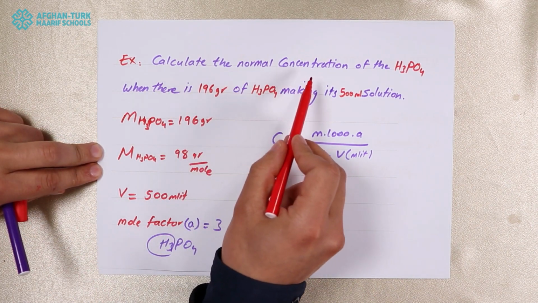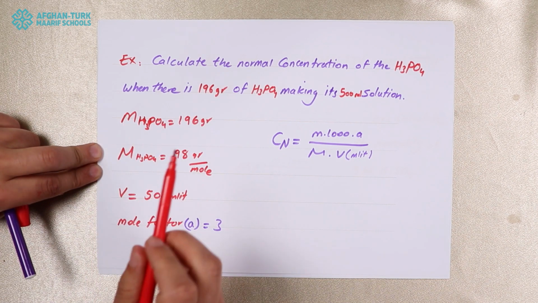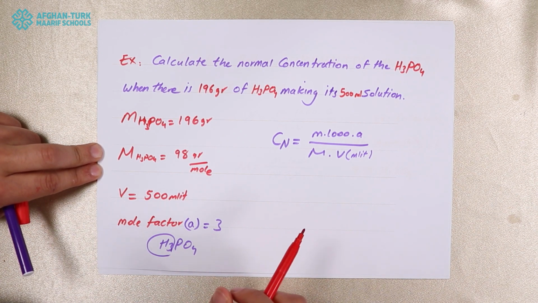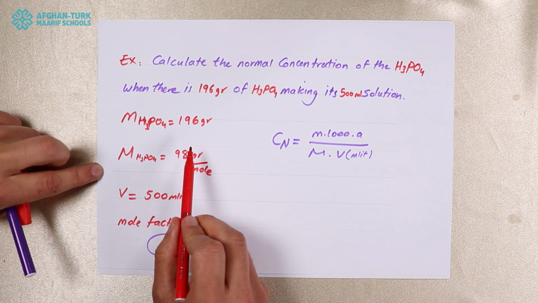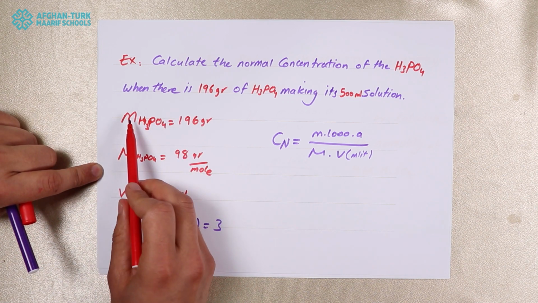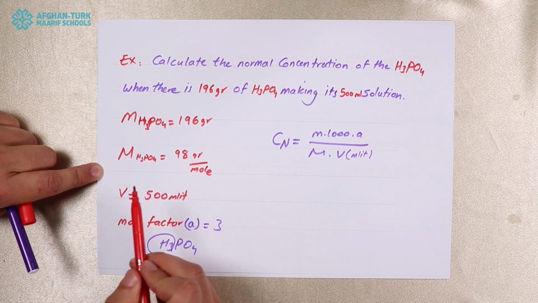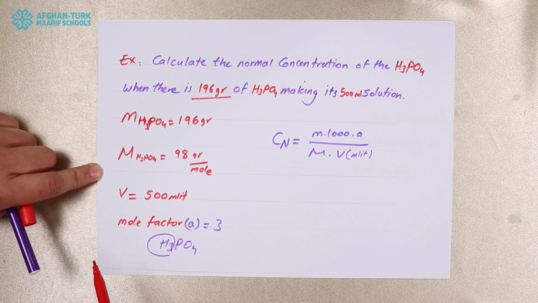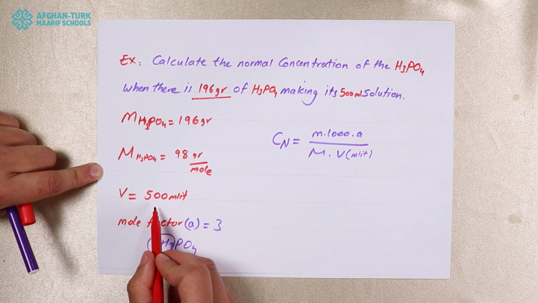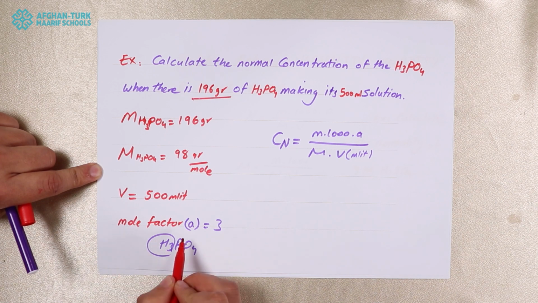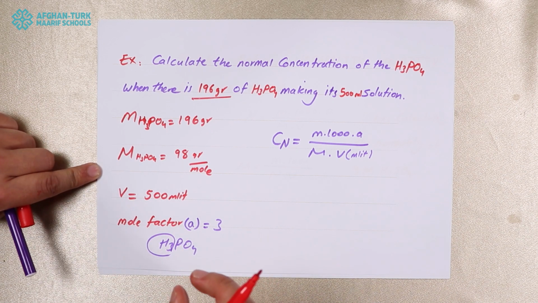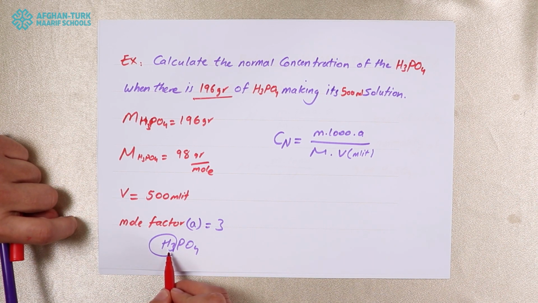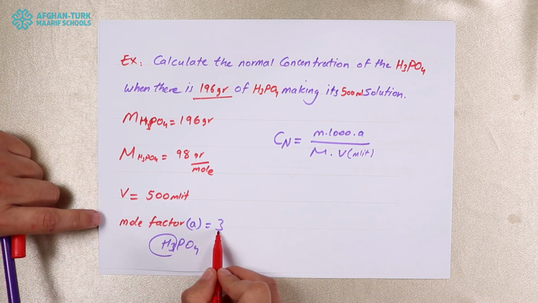It's written: calculate the normal concentration of phosphoric acid when there are 196 grams of phosphoric acid making a 500 milliliter solution. I arrange this question. Mass of phosphoric acid is equal to 196, as written in here. Molar mass of phosphoric acid is equal to 98 gram per mole. We have volume of the solution, 500 milliliter, and mole factor, because we need the mole factor in normality. It has three ionizable hydrogens, so the mole factor should be equal to 3.